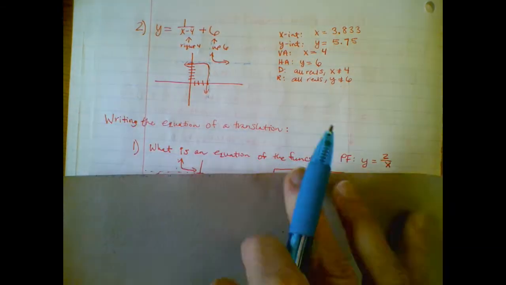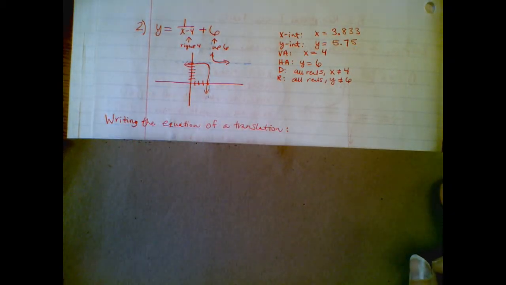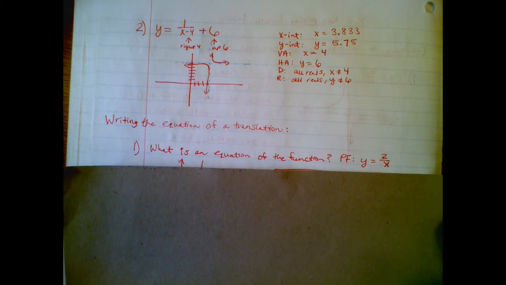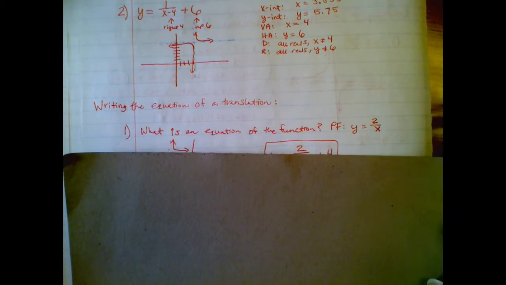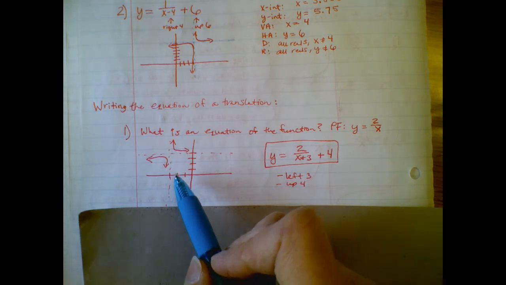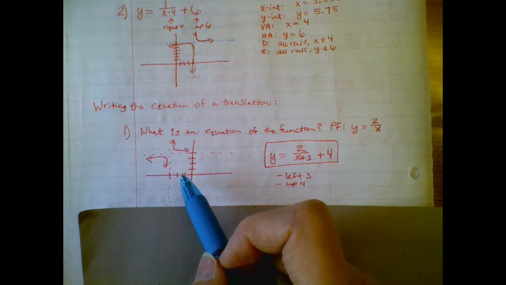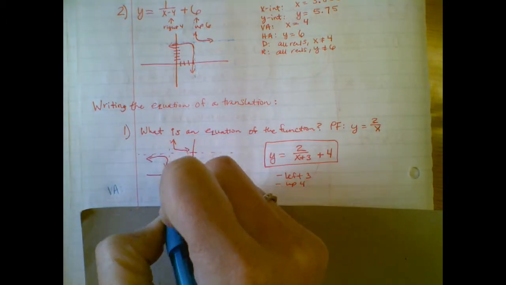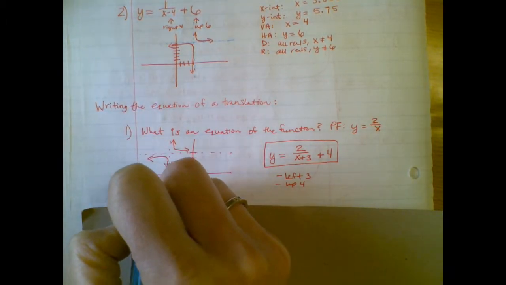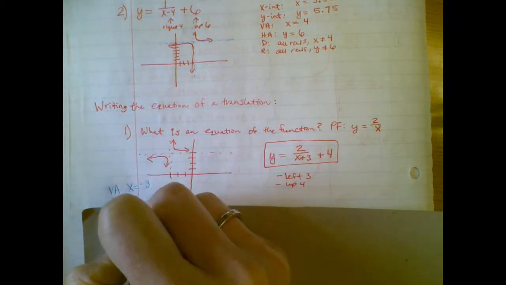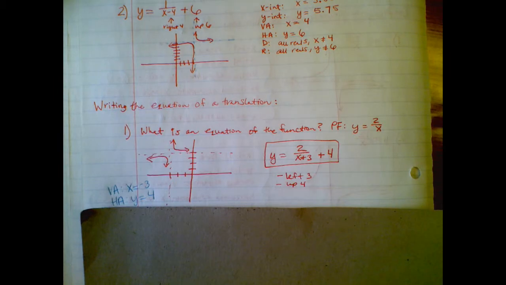Now the last type of problem we're going to take a look at is writing the equation of a translation. So it says, what is the equation of the function? The parent function to use is y equals 2/x. So looking at our graph, we want to come up with the equation for it. Now what I notice on this graph is the vertical and horizontal asymptotes. Notice my vertical asymptote is at x equals -3, and my horizontal asymptote is up here at y equals 4. Now that's going to help me to come up with my equation.